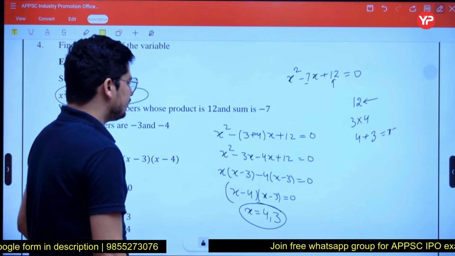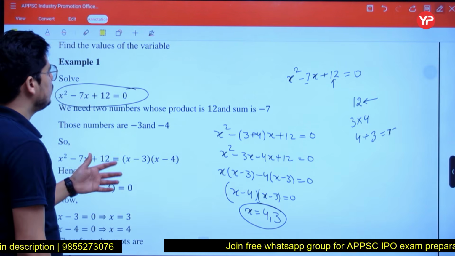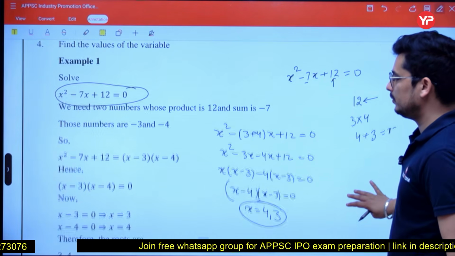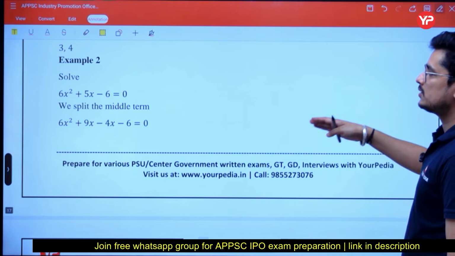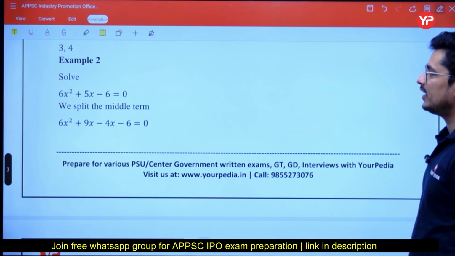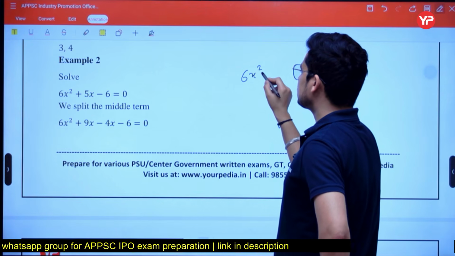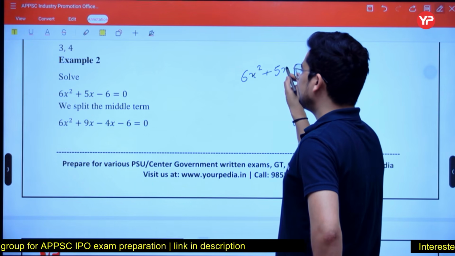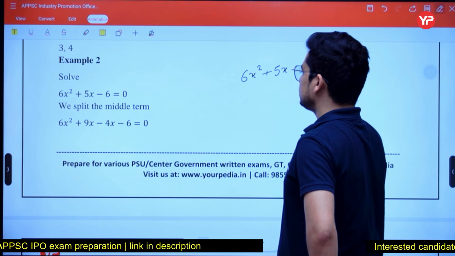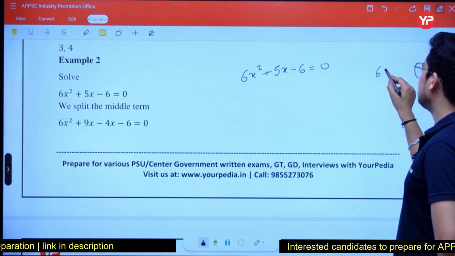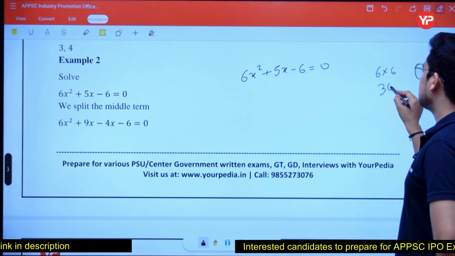So this is the way you can factorize the given equation by taking the factor. This is the factorization method. Again, the second question: 6x squared plus 5x minus 6 equals 0. Now multiply the first term with the last term, 6 into 6, that is 36.